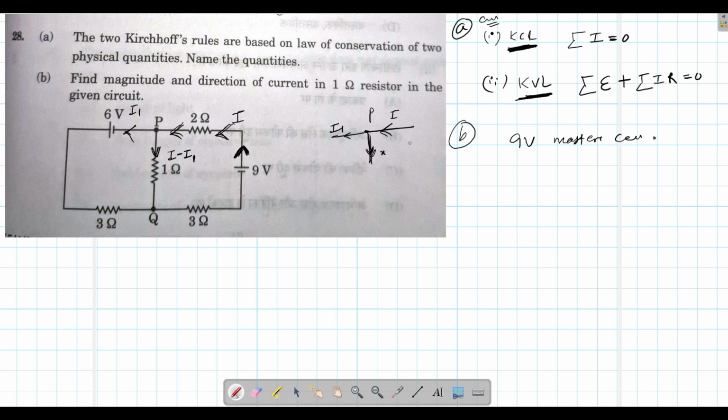According to Kirchhoff's first law, current reaching the junction is positive and current leaving the junction is negative, so that equals 0. So I minus I1 equals X. The value of X is I minus I1. This is I1.